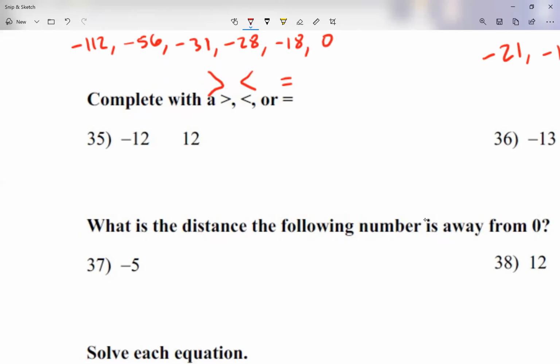So here, I have a -12 and a +12. I know they look like 12, so it makes me want to say equal. However, one of them is negative, the other one is positive, so they're not equal. Positives are bigger than negatives, so the inequality sign I'm going to use is that. We read that as less than. -12 is less than 12.